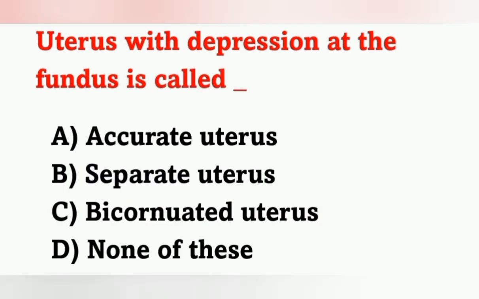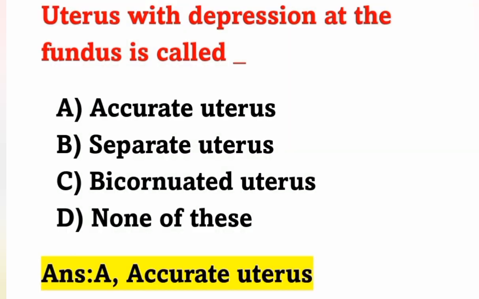The next question, uterus with depression at the fundus is called? Options, option A arcuate uterus, option B septate uterus, option C bicornuate uterus, and option D none of this. Correct answer is option A, arcuate uterus. Depression at the fundus of the uterus. Fundus means the uppermost part of the uterus. So, the depression at the uppermost part of the uterus is known as arcuate uterus. Option A is the correct answer.